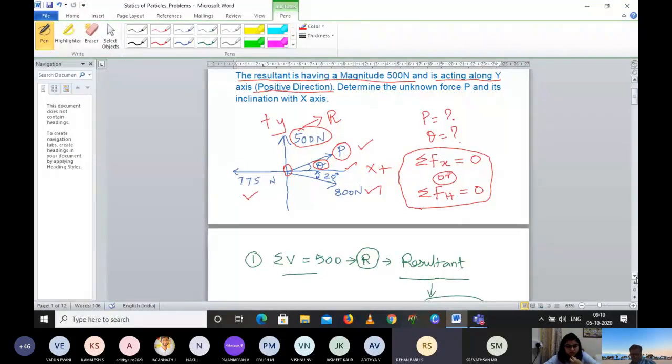Which one, sir? The first one. Are you able to see the screen? Whether this statement is correct: in this diagram, the sum of the vertical forces is equal to 500. Is it correct? Yes, sir.